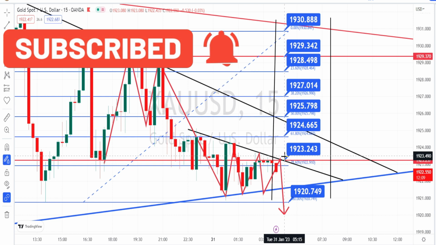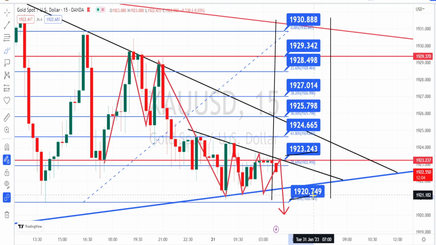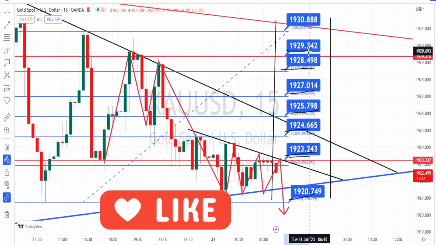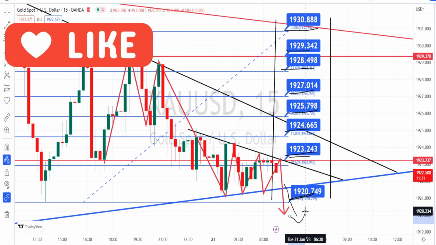And currently the price action is trading between the resistance level of 1923 and support level of 1920. Once the price action breaks the resistance level of 1923, the next level of resistance is going to be around 1924, 1925, 1929 and 1930. And if the price action breaks the support level of 1920, we can expect the bearish side trend reversal to start. Please refer to the higher time frame support levels for the targets on the bearish side.